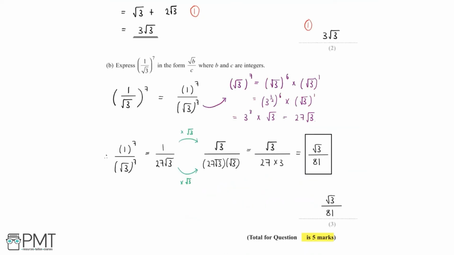Now in part B, we get the 1st mark for simplifying root 3 all to the power of 7, and for saying that root 3 to the power of 7 is equal to 27 root 3. Now we get the 2nd mark for having 1 over 27 root 3, and for rationalising the denominator by multiplying both the numerator and the denominator by root 3. And we get the 3rd mark in part B for simplifying and for getting the correct answer of root 3 over 81. And so we've now achieved the full 5 marks needed in this question.